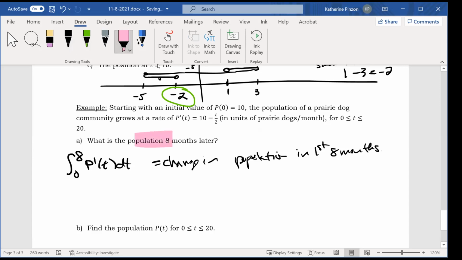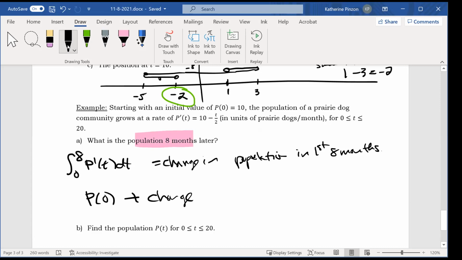This says, what is the population? So I'm going to take the initial value, P of 0, we're using P's now, not S's, and add the change. If it's a positive number, it's going to go up. If it's a negative number, it's going to go down, right? So when I integrate this thing, if I get a positive number, the population is going to go up. If I get a negative number, the population is going to go down.